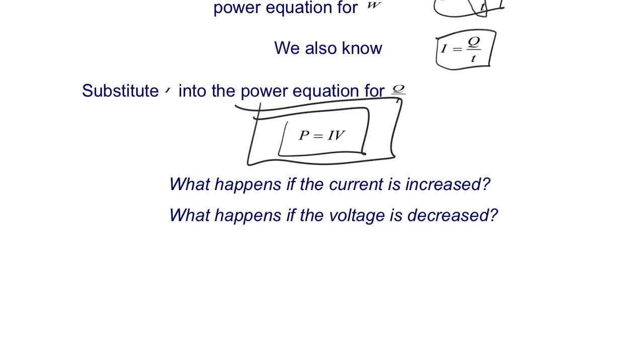Just from the equation, you can see that the power is directly proportional to the current running through the device. And the power is also directly proportional to the voltage across the device. So what happens if current is decreased? Power decreases. What happens if voltage is decreased? The power would decrease, because power and voltage are also directly proportional.